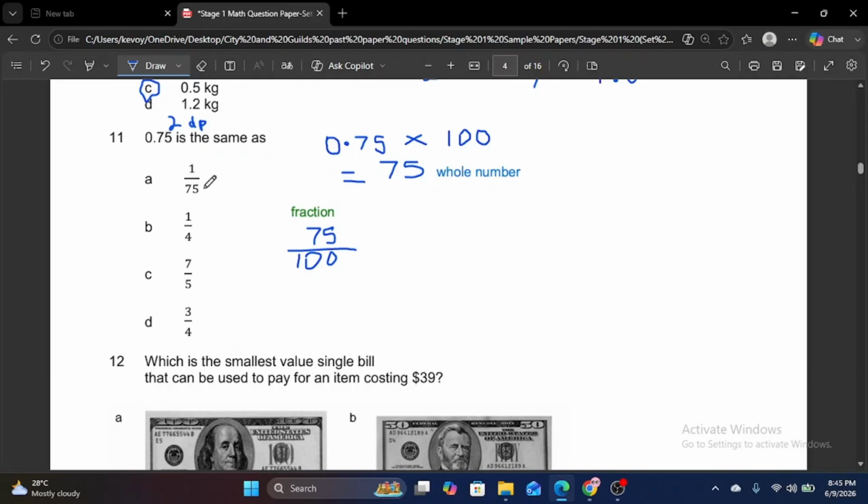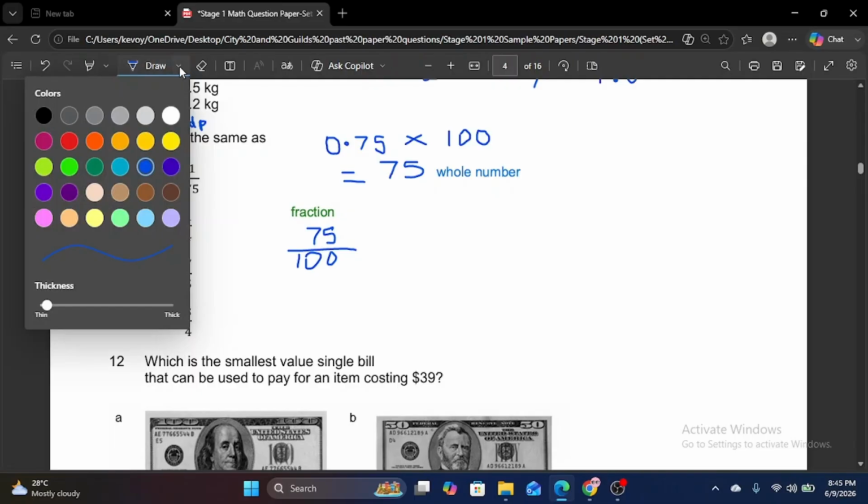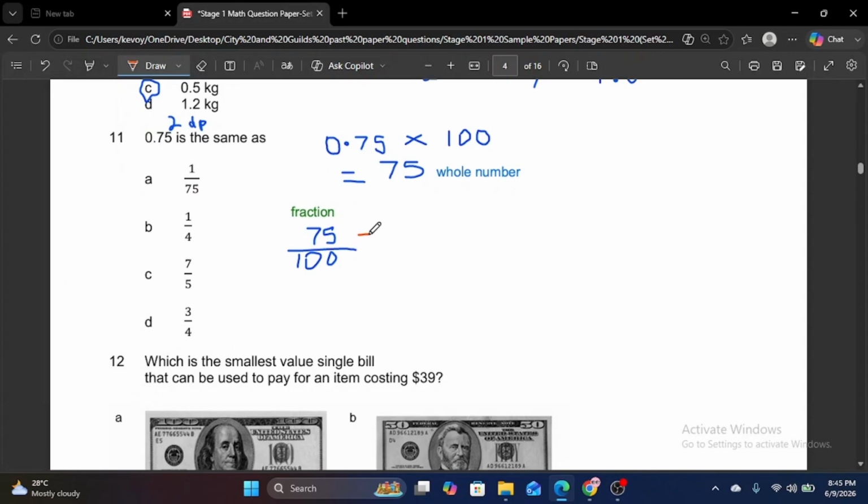But sir, the fraction is not in the answer. Yes, it's not in the answer because City and Guilds wants all fractions to be in their simplest form. It's also in the video that I did on the channel. So in order to get it in a more simplified form, we're going to simplify this fraction by dividing the number at the top and the number at the bottom by the same number. The same number has to divide both the top and the bottom. So with that being said, I have 75 and 100, and I'm just going to divide both the top and bottom by 5.